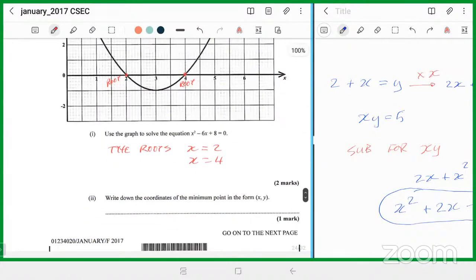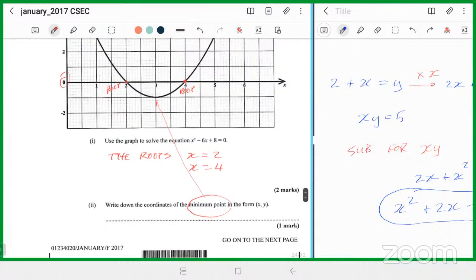Next part says write down the coordinates of the minimum point in the form x, y. You can see the minimum point right here. Bam, it's clearly right there. So the x value there is 3, and the y value there is -1. Look at the scale. This is 0, this is -2. So right here is -1. So this point is 3 is the x value, and -1 is the y value.